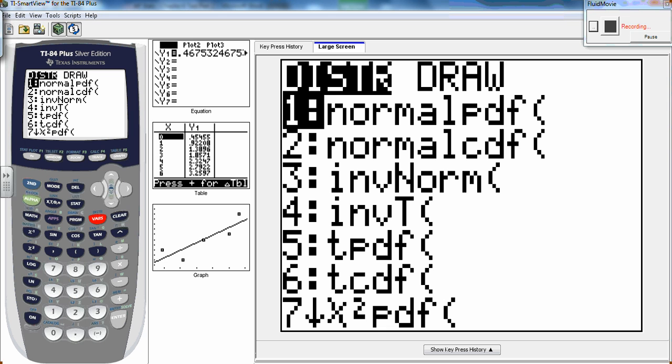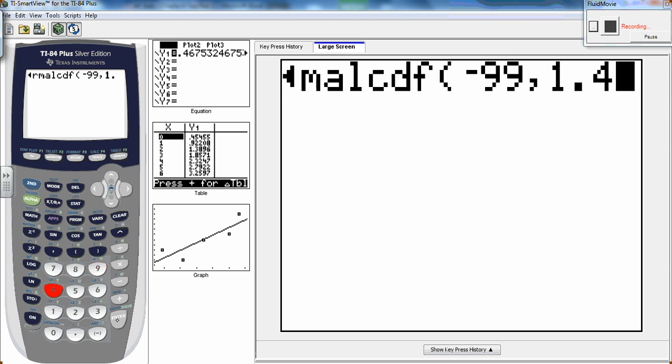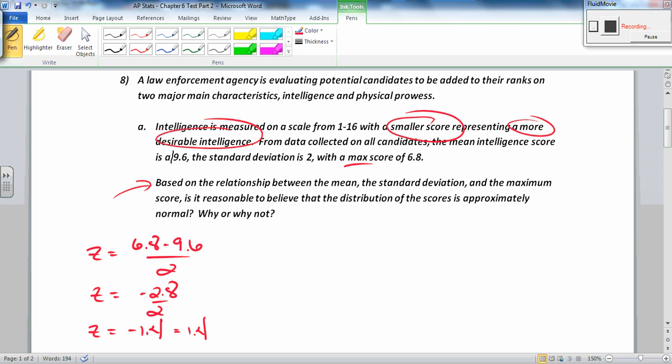This should be a normal distribution from the negative 99th standard deviation up to 1.4. What we have is that this score corresponds to the 92nd percentile approximately on the normal curve. So this z-score is approximately the 92nd percentile.